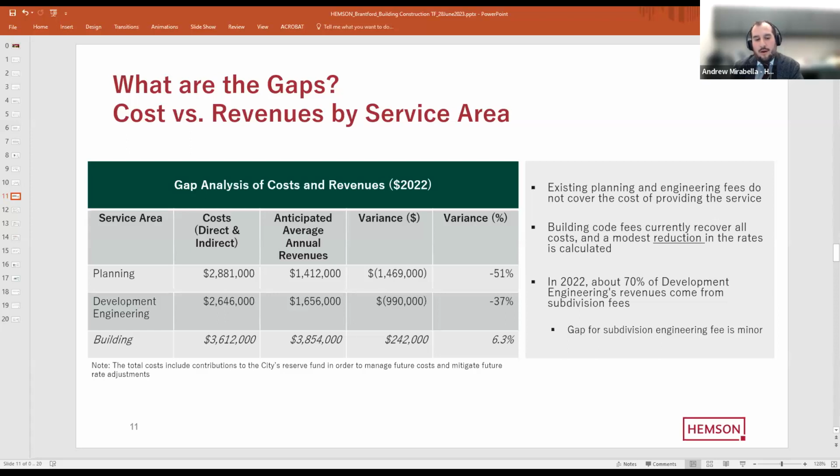I will note that on the development engineering side, although we do see a gap of about 37%, the largest revenue contributor in there is the subdivision engineering review fee, which is pretty well at cost recovery. The gap in that particular service is largely related to things such as site plan and some of the other engineering involvement in planning application fees. So the variance, for those doing the math, is effectively what the fees would need to be increased in order to bridge the gap between our costs and the revenues.